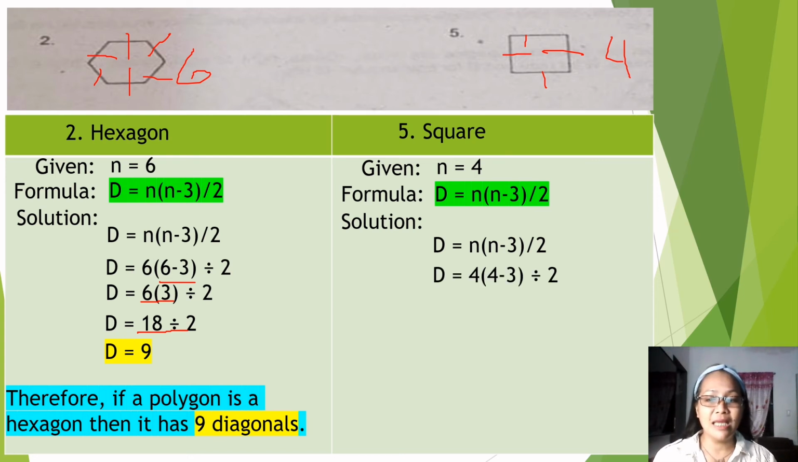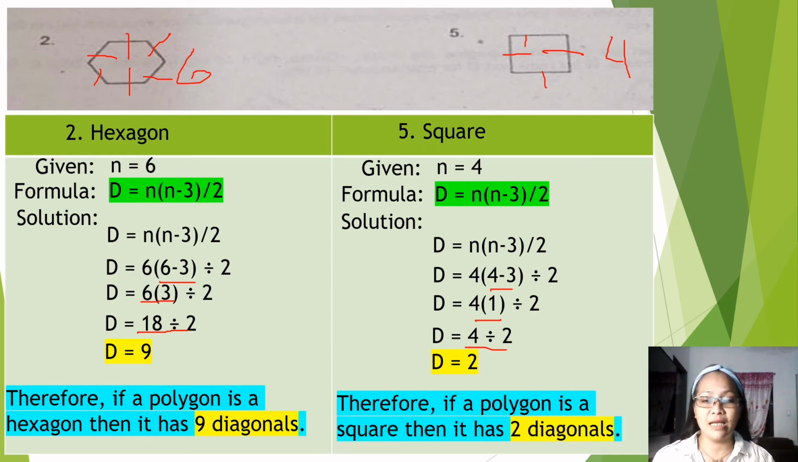Therefore, we have now D is equal to our N is 4 times (4 minus 3) divided by 2. Then perform the operation inside the parentheses. So we have now D is equal to 4 times (4 minus 3, we have 1) divided by 2. And 4 times 1 is equal to 4 divided by 2. And 4 divided by 2 we have now 2. Therefore, if a polygon is a square, then it has 2 diagonals.